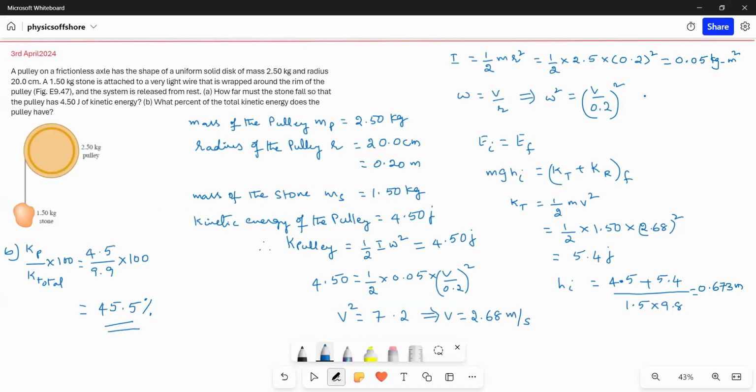First, we have to find the rotational kinetic energy. And after finding the rotational kinetic energy of the pulley, which is given to you, you have to find the translational kinetic energy of the stone, and then you have to add them and then find the distance fallen by the stone.